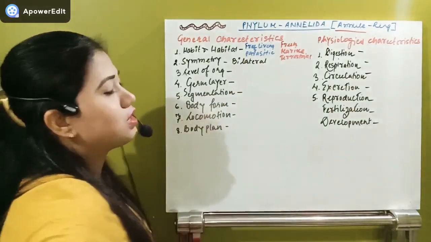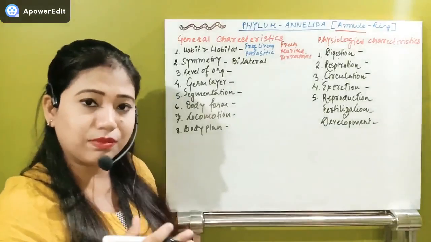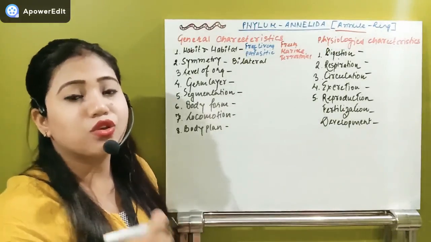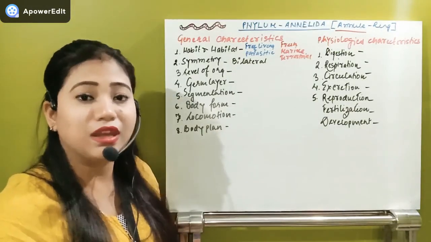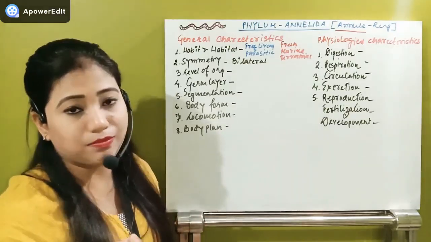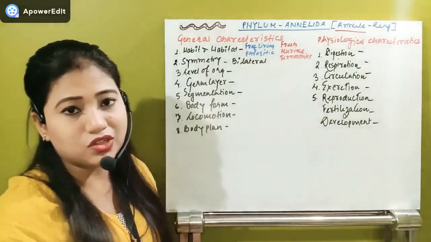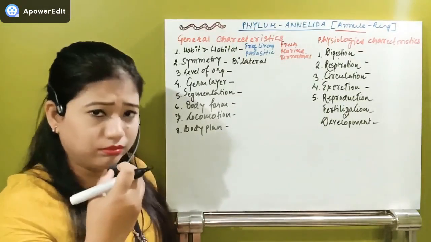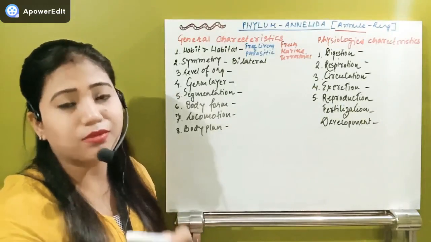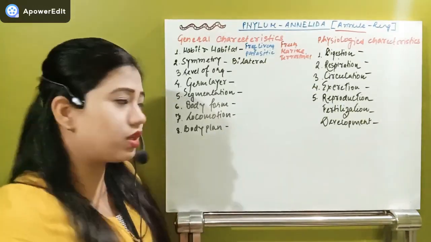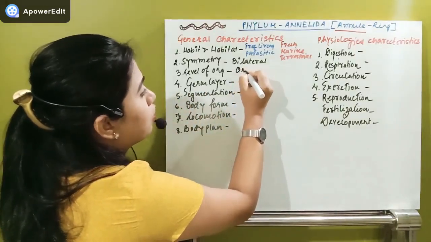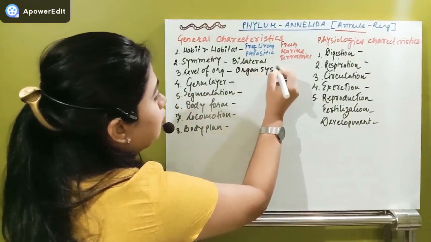Now come to the next one, that is level of organization. That means what their body is made up of. This organism has developed the organ system level of organization. Numbers of organs form a system. Suppose the digestive system: we have the mouth, that is the buccal cavity, then pharynx, esophagus, stomach, intestine, and the anus. So the level of organization is the organ system level.